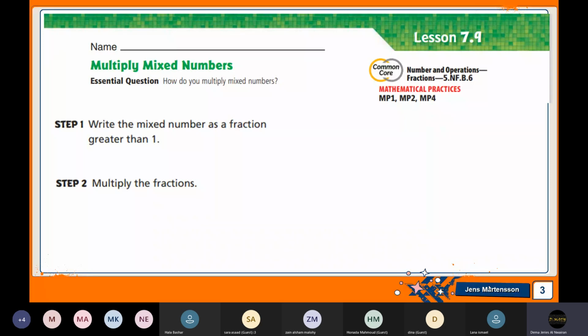We have now three cases in multiplying the fractions. Teacher The Dima? first case, if we have, Teacher Dima? yes, Teacher Dima, what's page? page 471. Okay, thanks. Yeah.